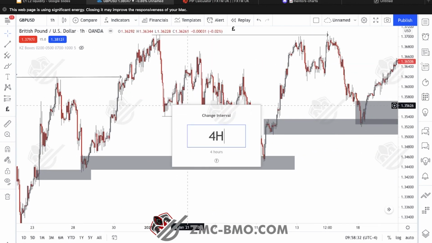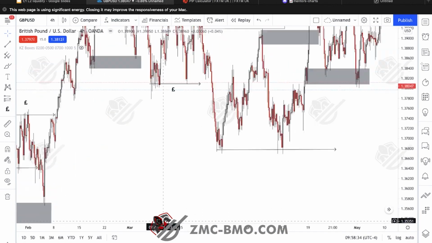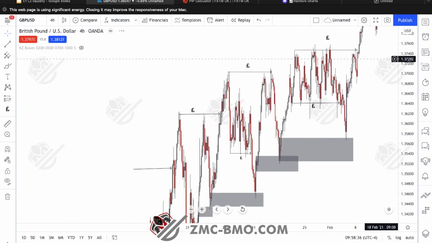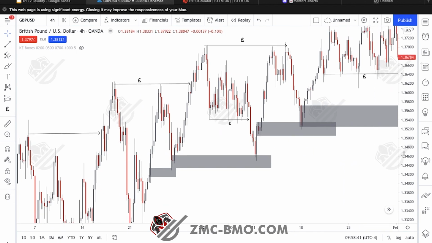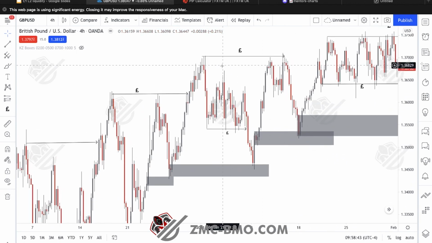Now, let me go over to that 4 hour to make it clearer for you guys. All right, let me zoom in. Okay, so the same thing happened again. Now, once we got that break of structure and price took out that liquidity, price starts to pull back, right? Now, what did it create? First of all, let me show you.